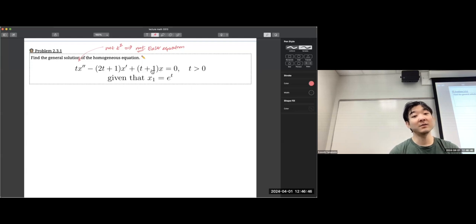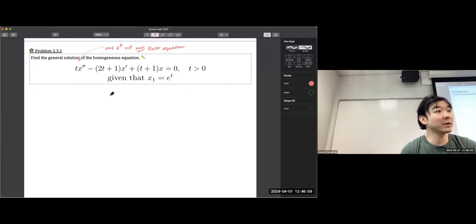And also this violates Euler's, because this should have been just a constant for this to be an Euler. You can't have a t here. So this is a non-constant coefficient differential equation that doesn't fall under this special case of Euler equation. So we don't know how to solve this.